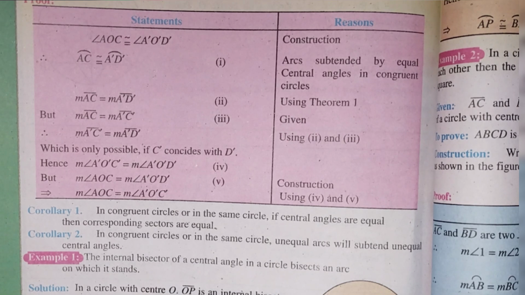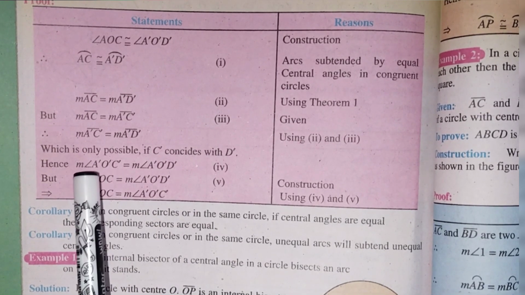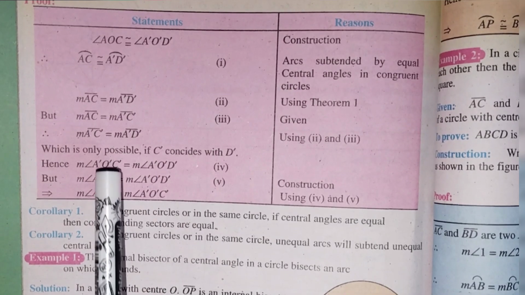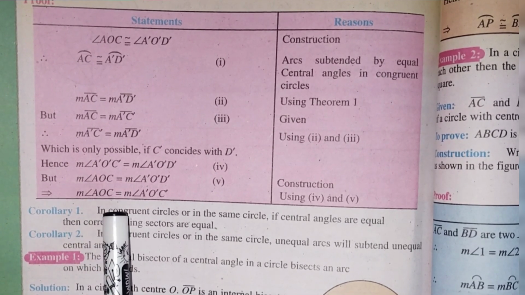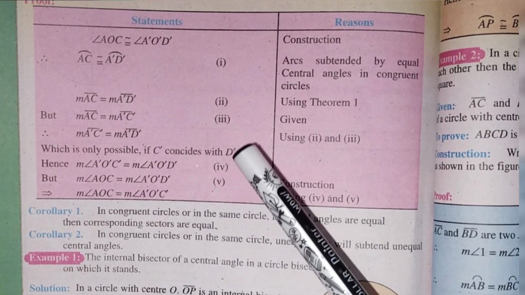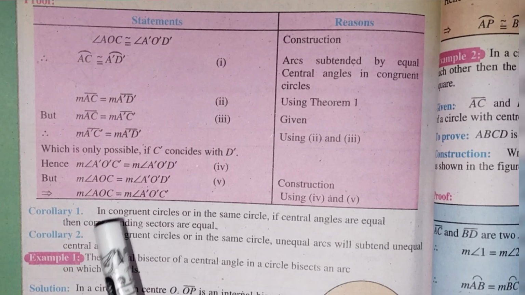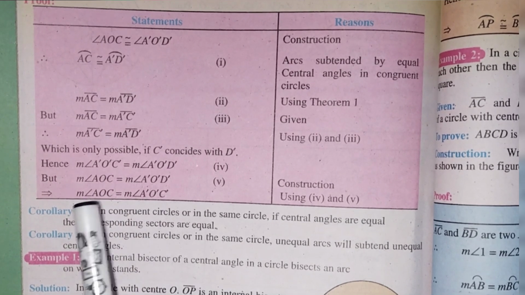So when both the right hand sides are equal, it means the angles are also equal. This is your right hand side, this is your left hand side. When these two sides are equal, then these two sides are also equal. So measurement of angle AOC is equal to measurement of angle A dash, O dash, C dash. This is from using equations 4 and 5. This is the proof of your theorem number 3, which says that the corresponding central angles are also equal, and we have proved that the corresponding central angles are equal.